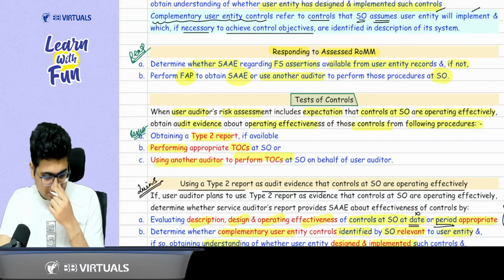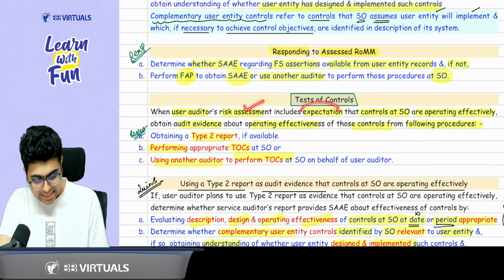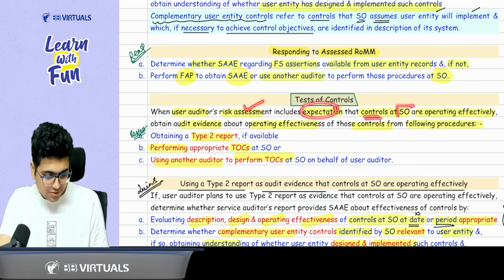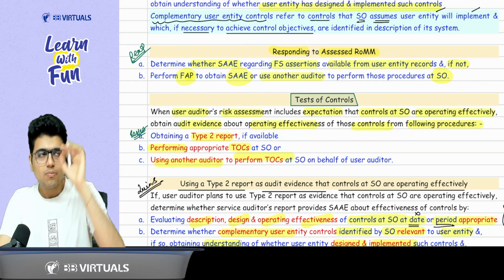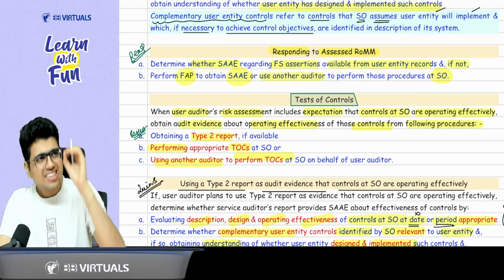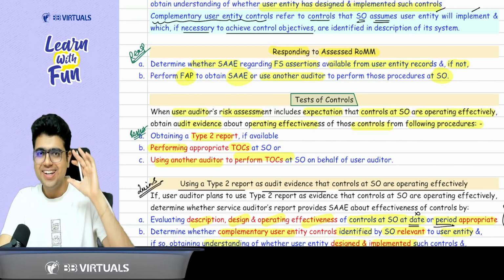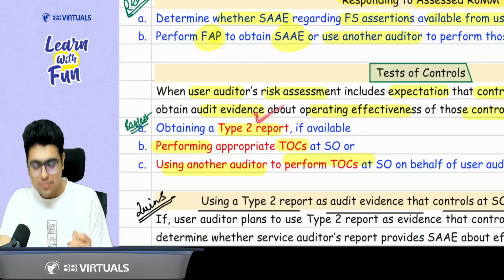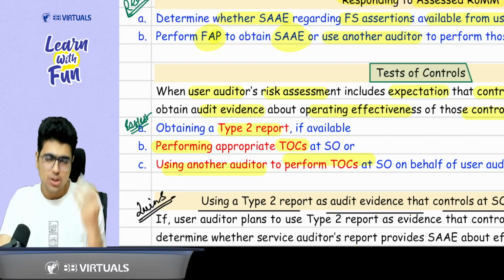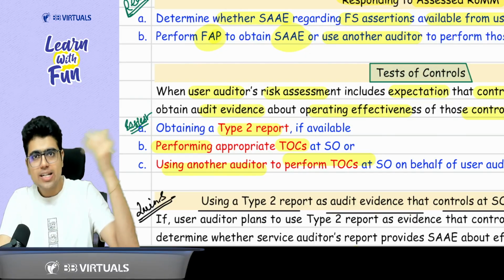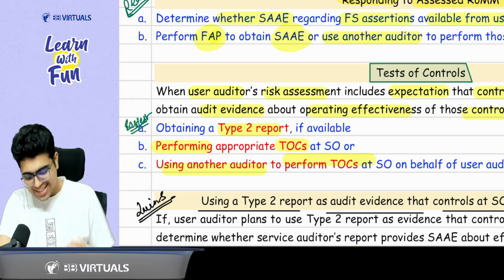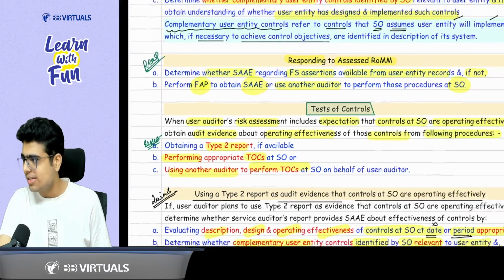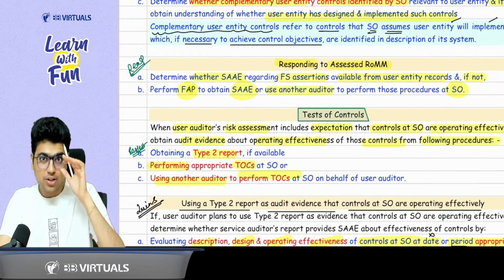So this is the same thing given in your book. Whenever your risk assessment has an expectation that the controls at the service organization are operating effectively, to test the operating effectiveness, you need to do the test of control. Tell me, how can you do the test of control? Sir, the easiest way is to get the type 2 report, because it discusses TOC. Second thing, you can go and test the control performing test of control. If you don't want to go, send someone else, that means another auditor, to perform the test of control. So these are the three ways of doing the test of control.